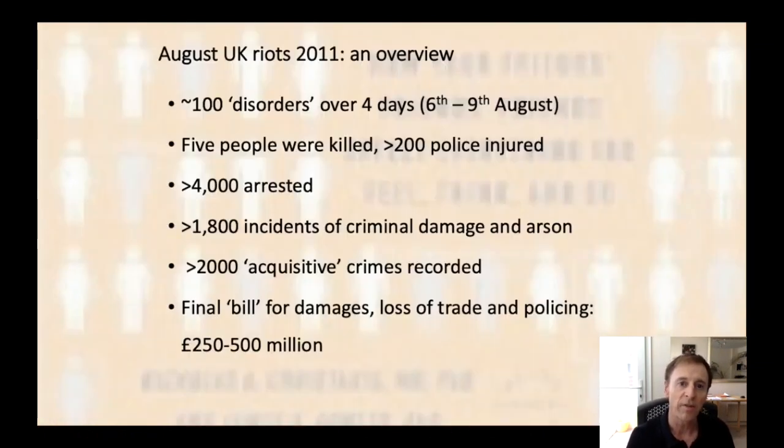Let me give you a bit of background on the August 2011 riots, first of all. There were over 100 disorders, riots, over 4 days in England in August that year. Around five people were killed and over 200 police were injured, or at least that's the figure we have. Over 4,000 people were arrested, although only around half of those came to court. There were nearly 2,000 incidents of criminal damage and arson, and around 2,000 acquisitive crimes, that means looting. And the final bill for damages, loss of trade and policing was up to £500 million.